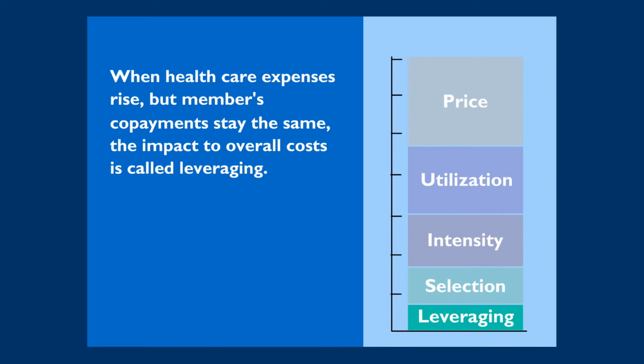When a member's copay stays the same, but healthcare costs increase, members receive a richer benefit. The resulting increase in expense may be absorbed by the employer or the health plan in the form of a higher premium, but not passed on to the consumer with a raise in the copay. The impact is called leveraging.